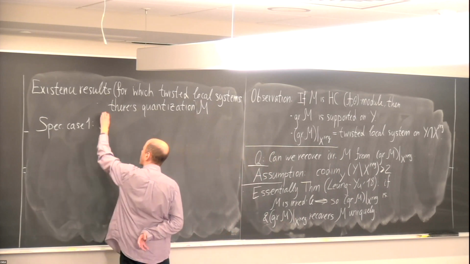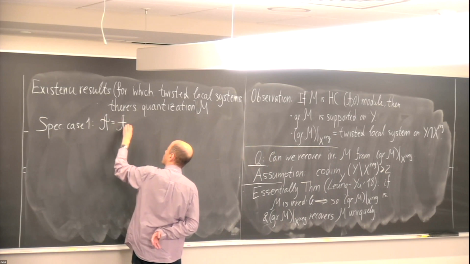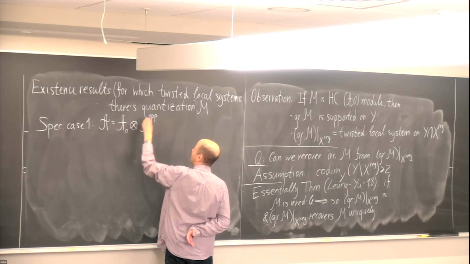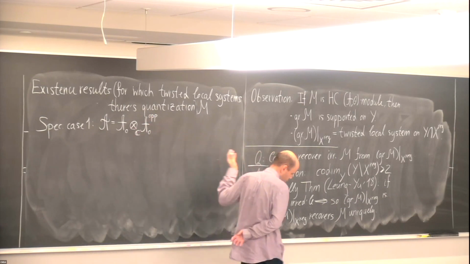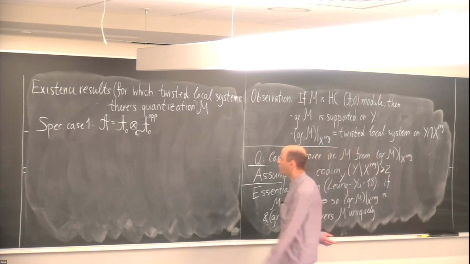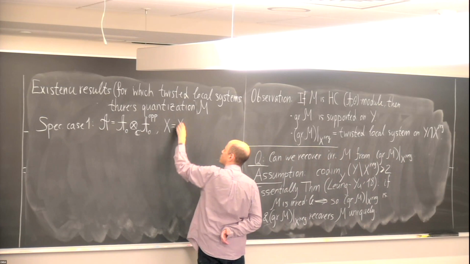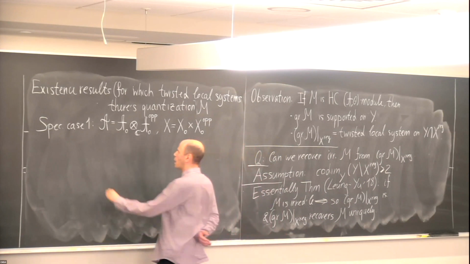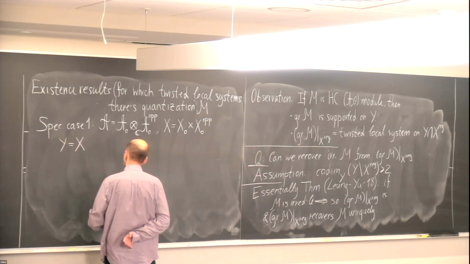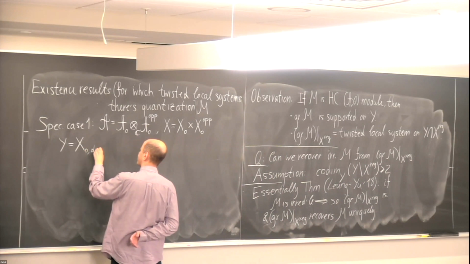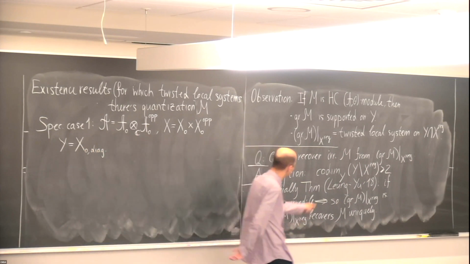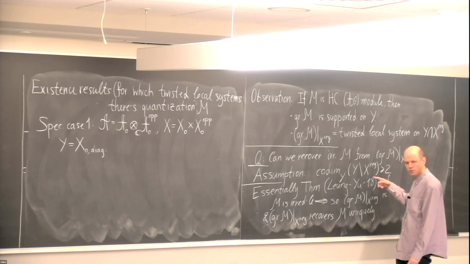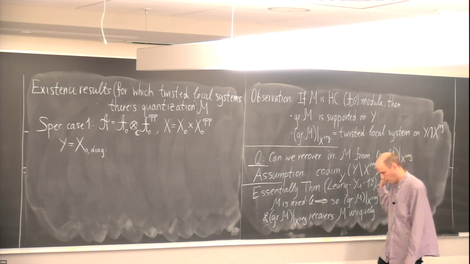Special case one is this diagonal case. I have some quantization A0, and my A is the product of A0 and A0 opposite. So of course, my variety X is going to be the product of the corresponding X0 with X0 opposite. And my Y is just the diagonal copy of X0. And it certainly satisfies this condition because, well, another condition on a singular symplectic variety is that the codimension of the singular locus is bigger or equal than 2.